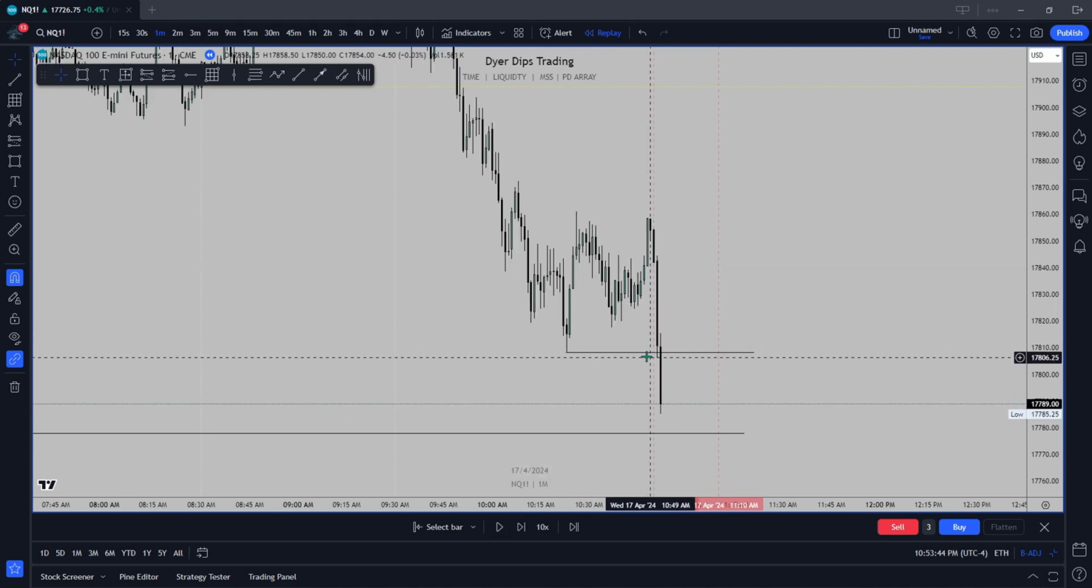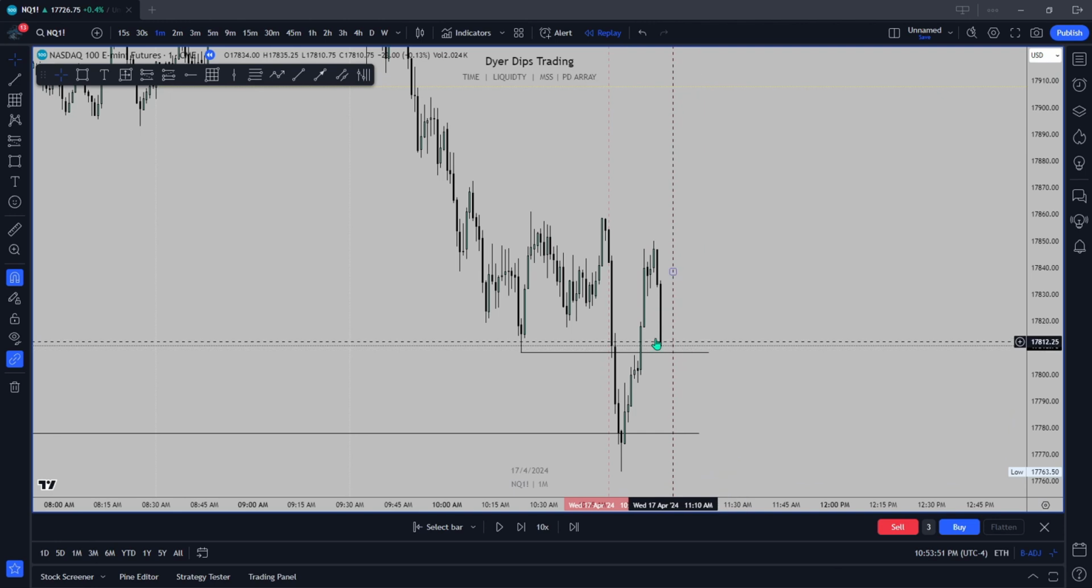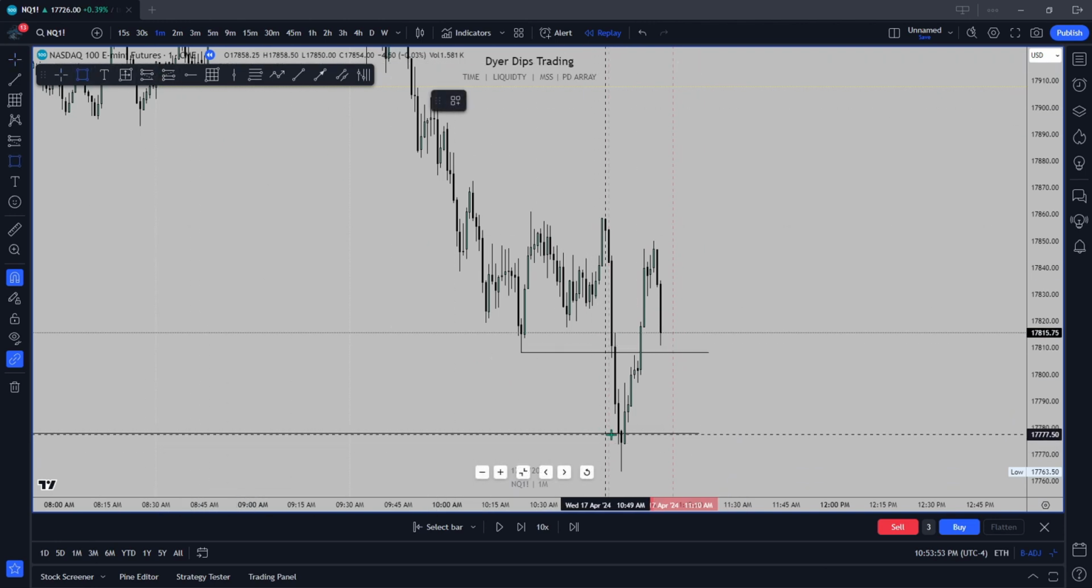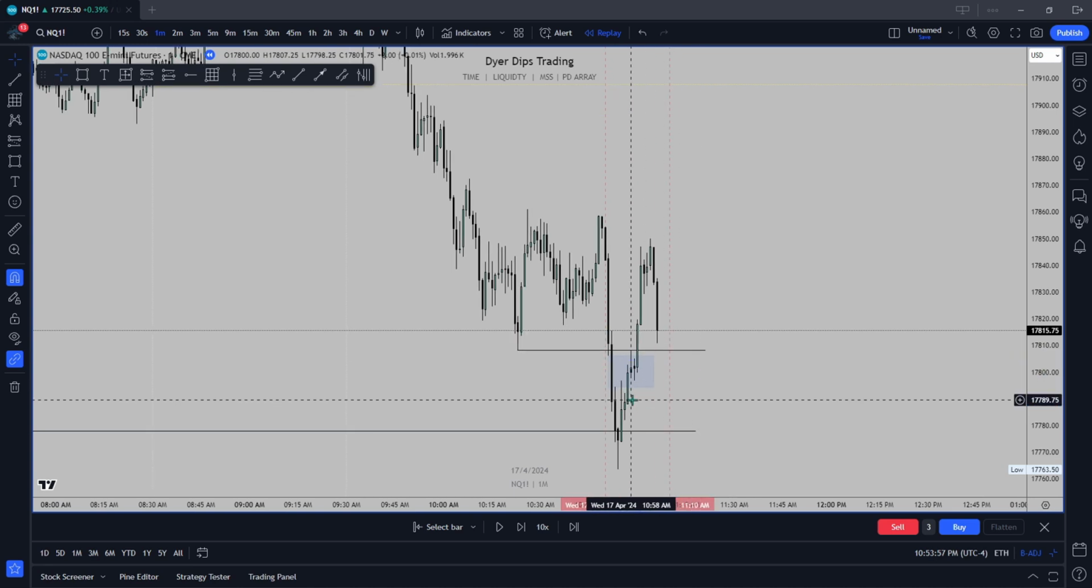It obliterates down, closes below this low, continues to sweep out or run towards sell side liquidity, and ultimately pushes up and does what? So not only are we taking out sell side liquidity here, but we're rebalancing this inefficiency. Price rebalances that inefficiency on this candle right here. And then price rebalances this inefficiency up here.